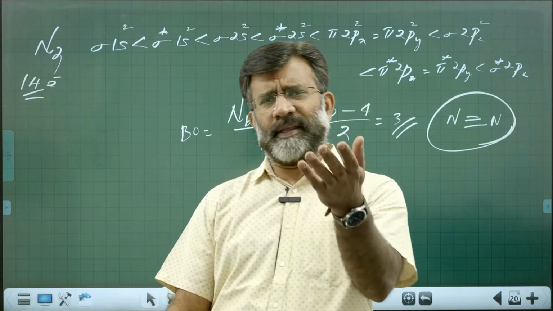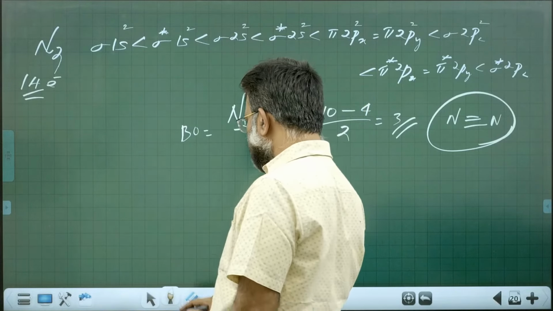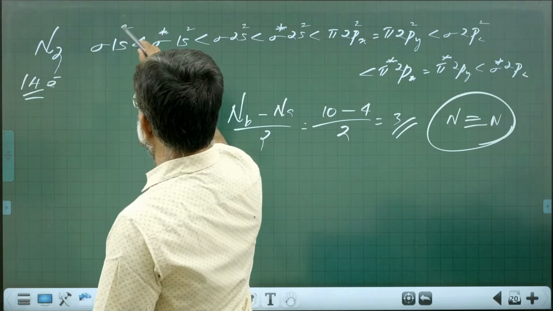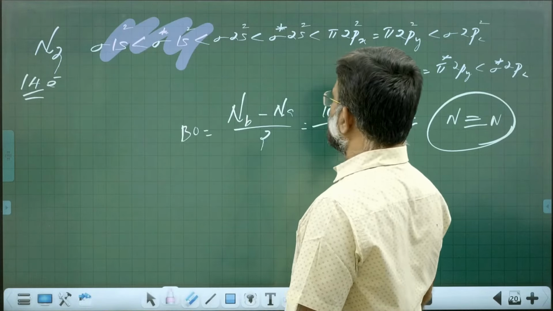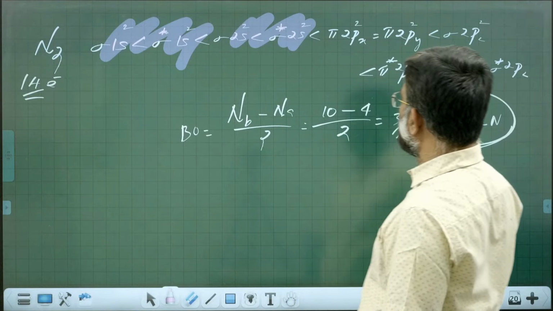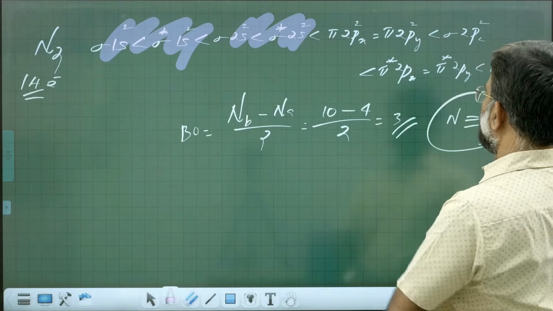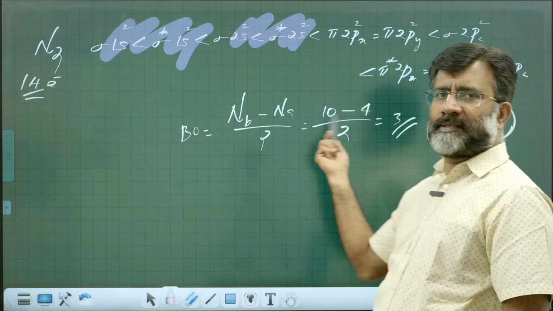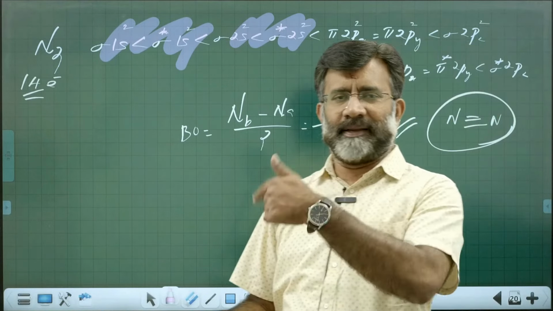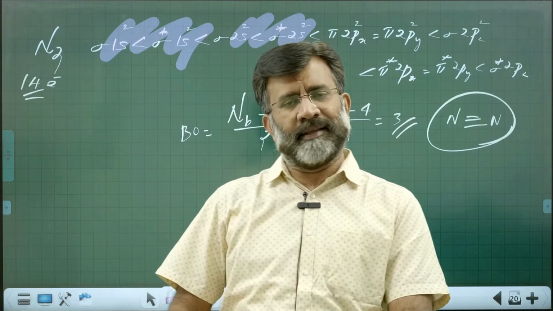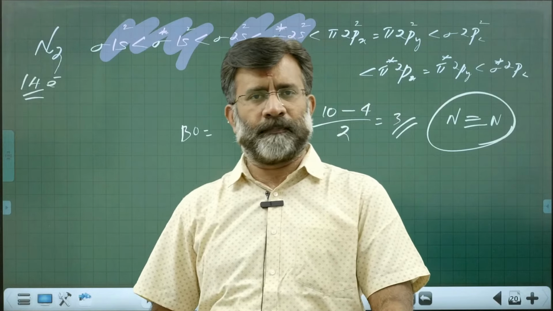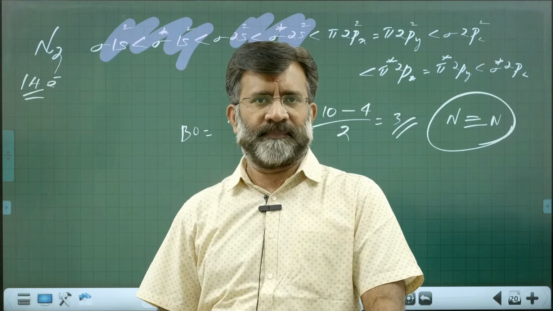Bond order you can even calculate in a very simple way. You see, these two will get cancelled. This is a complementary system, will cancel. And you can take the remaining 2 plus 2, 4 plus 2, 6. 6 minus 0 by 2, you will get 3. That is also possible. Complementary electronic systems, you can cancel.